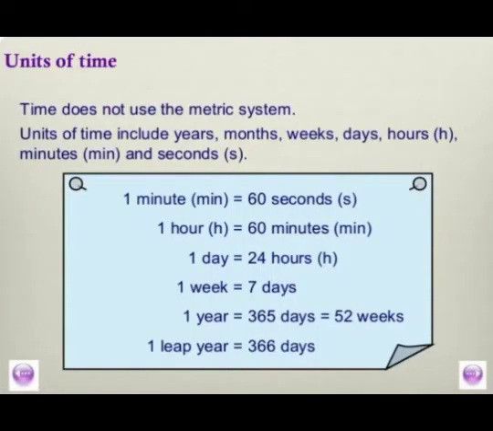Units of time. Time does not use the metric system. Units of time include years, months, weeks, days, hours, minutes, and seconds. So 1 minute is equal to 60 seconds. 1 hour is equal to 60 minutes. 1 day is equal to 24 hours. 1 week is equal to 7 days. 1 year is equal to 365 days or 52 weeks. 1 leap year is equal to 366 days.